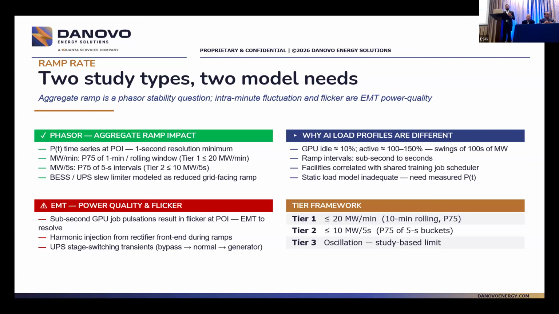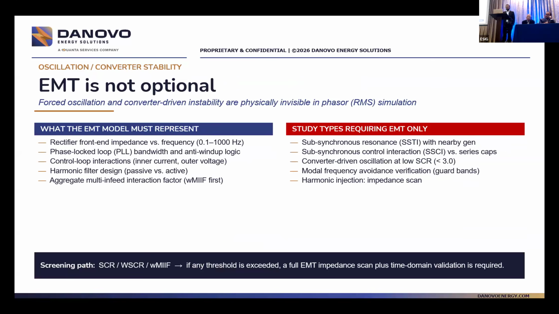And so you are going to also need to go into a tier 3, which is basically a study-based limit. So within certain bands of frequencies, avoid these frequencies. A good example is Southern Company, LIPA. They've done some good work in this space.